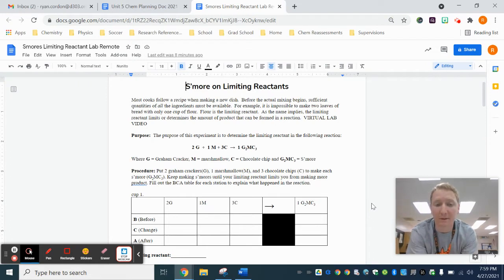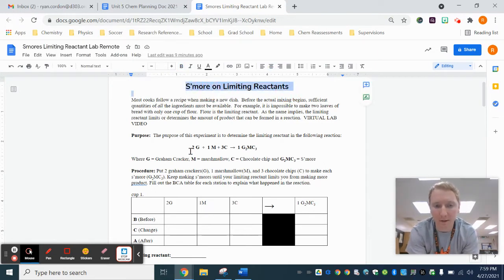And so again, so far we've been telling you which reactant is going to be limiting and which reactant is in excess. But in reality, that's something you're going to have to figure out. So that's our next step here, figuring out which one is going to run out. So we have a little more hands-on, a little more visual activity slash lab today to help us figure out what kinds of things we should be looking for in order to determine which reactant will be limiting in a reaction.